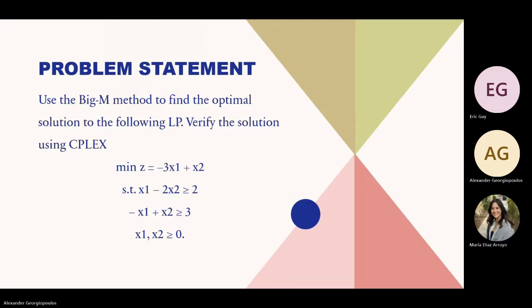Next slide, please. So our problem statement. We have to use the big M method to find the optimal solution to the following linear program, and we also have to verify the solution using Cplex. Our objective function is minimizing z equals negative 3x1 plus x2, subject to x1 minus 2x2 greater than or equal to 2, and x1 plus x2 greater than or equal to 3. And x1 and x2 have to be greater than or equal to 0.